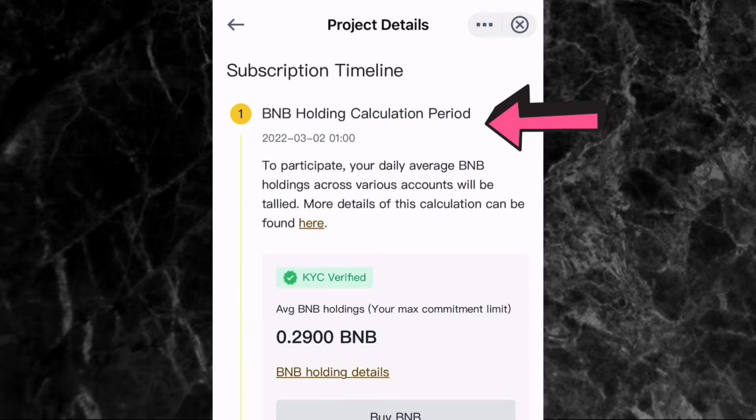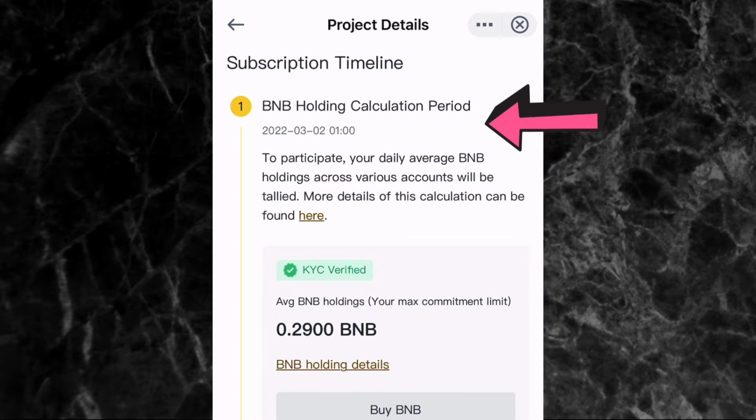Now, number 1, which is the BNB calculation period. As you can see, the date underneath is going to start on the 2nd of March 2022 at 1 a.m. Now, this period is when Binance will be calculating the BNB you have in your spot wallet, and that will determine the maximum amount of BNB you can subscribe for this project. Please listen again. This is the period that Binance will calculate all the BNB you have in your spot wallet, which will determine the maximum amount of BNB you can subscribe for this project.